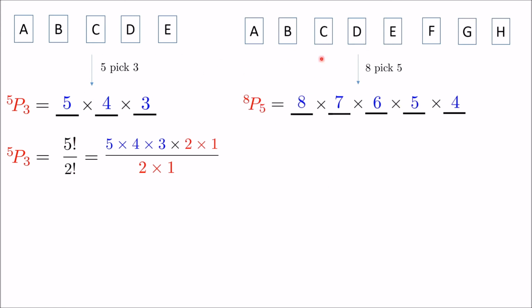Let's just illustrate this pattern, but with slightly bigger numbers. So here's 8P5.